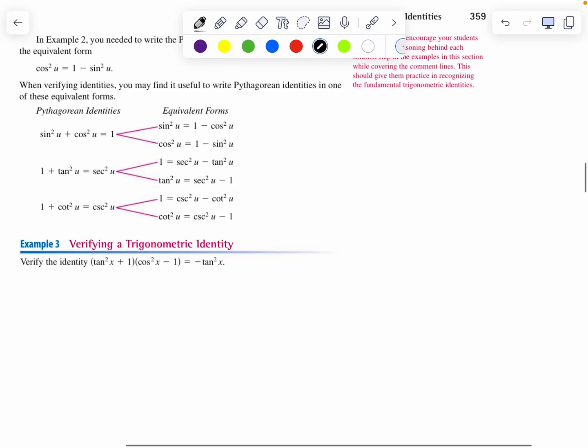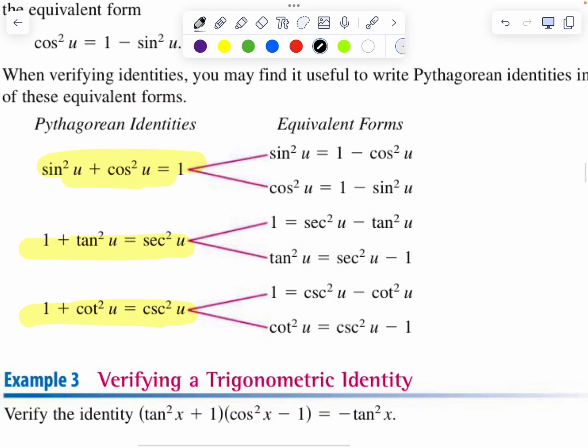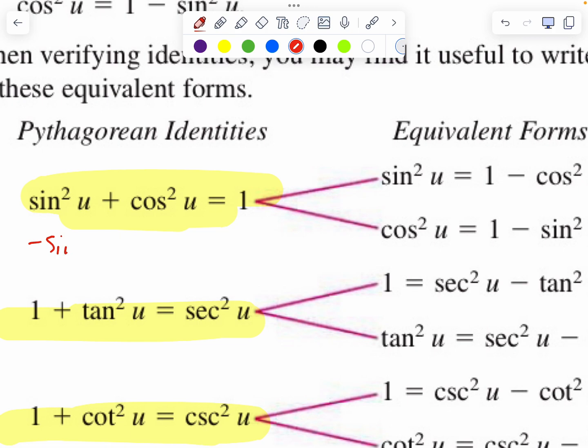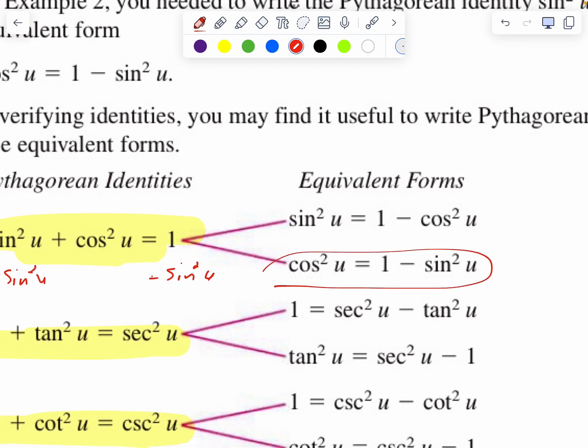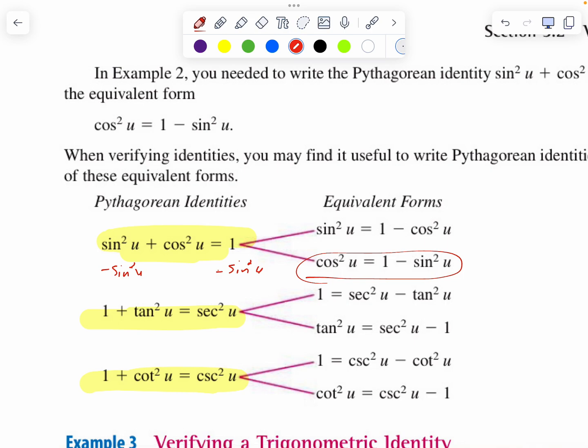Okay, in the next example, I'd like to remind you that on your trig identity paper, I showed you the most popular version of the identities, and I said you are supposed to be familiar with the other versions of the identities that you get by manipulating the first version. So reminder, if you subtract sine squared u from both sides, you are going to then get this version of the first Pythagorean identity.